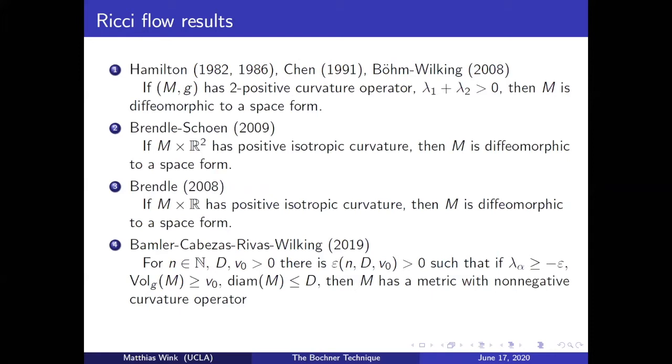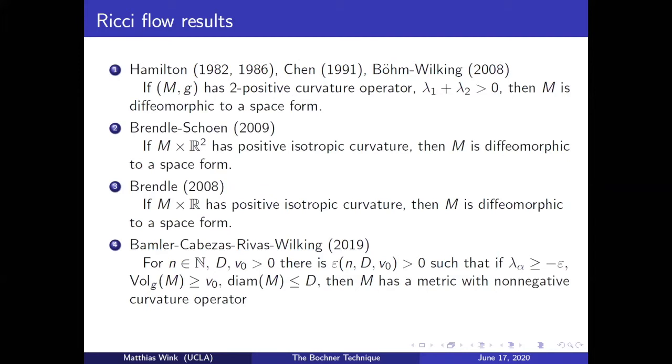And then Brendle actually generalized this further to PIC 1, which means that M cross R has positive isotropic curvature. Great. So these are the results in Ricci flow theory that give us a diffeomorphism classification with a space form, and in particular, they imply the vanishing results that we've seen previously with the Bochner technique. And the Ricci flow is even stronger. It gives us a diffeomorphism classification, which the Bochner technique doesn't allow for.